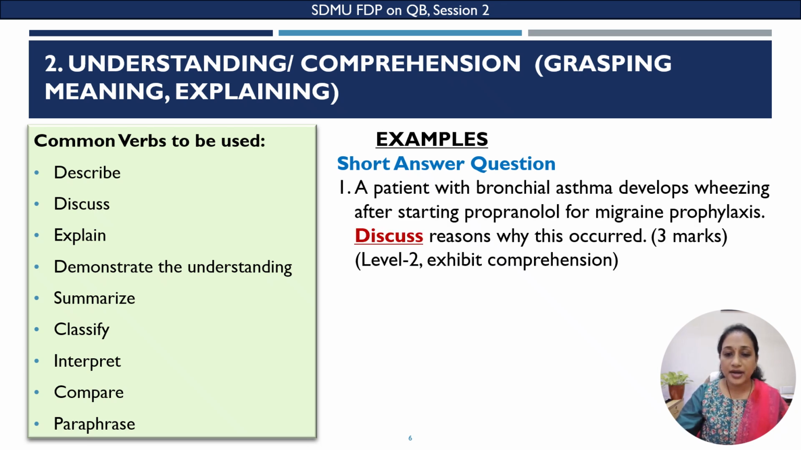You can see the red highlighted verb used in the question. A patient with bronchial asthma develops wheezing after starting propranolol for migraine prophylaxis. Discuss a reason why this happened in the patient. Now, this level of question needs the student to exhibit comprehension. It cannot just assess the recall type, and therefore it is a level higher than level 1, wherein the student has to exhibit his or her understanding of the concept.